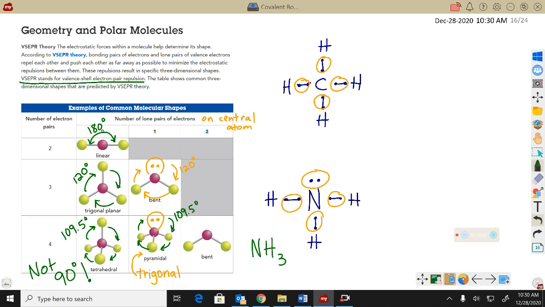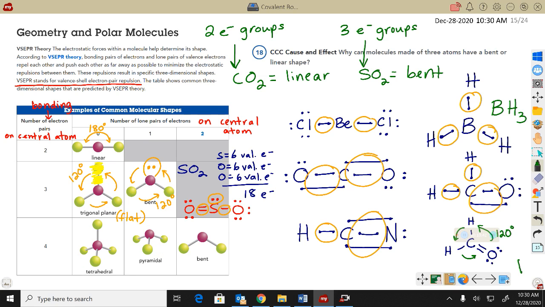109.5. It's based on the tetrahedral structure. So their formulas look similar, but their shapes are not. Kind of the same thing happens when we talked about CO2 versus SO2. The formulas look exactly the same.